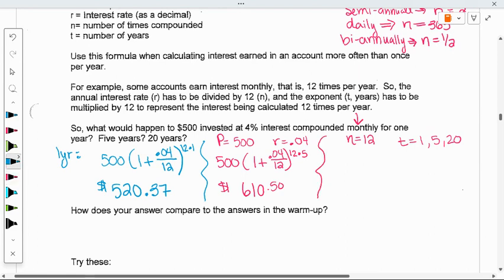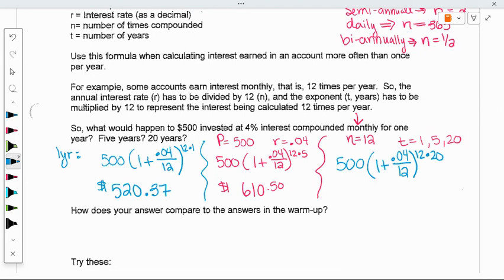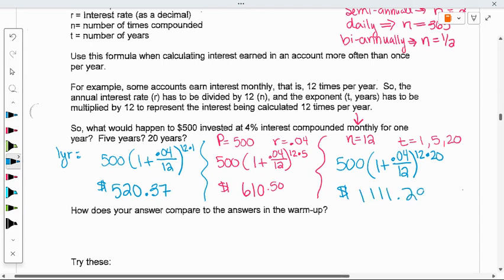So now we're going to do this for 20 years. Okay, so 500 times the quantity of 1 plus, well, my rate, 0.04, divided by 12, number of compounding periods. But now I have to take my number of compounding periods, 12, times my time of 20. So that ends up being raised actually to the 240th power. What'd you get? That's what I got.